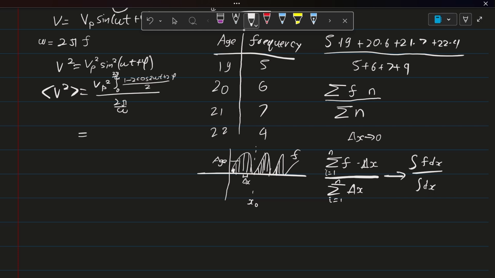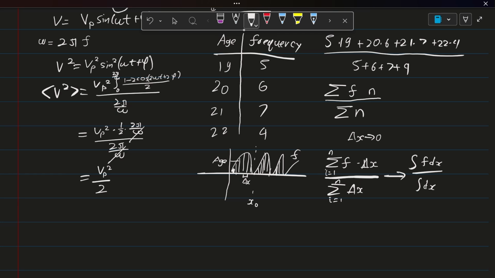Now, this will later simplify into Vp squared multiplied by half, times 2 pi over omega. And then what about the cosine of 2 omega t plus 2 phi? If you integrate that, it will be some form of sine of 2 omega t plus 2 phi. And if you put in 2 pi over omega and 0, it's the same value. So the cosine part will later go to 0. That means we'll get something like this, which means the expected value is Vp squared over 2.